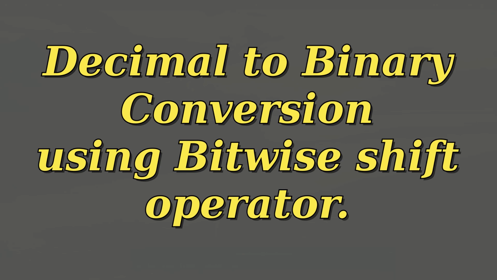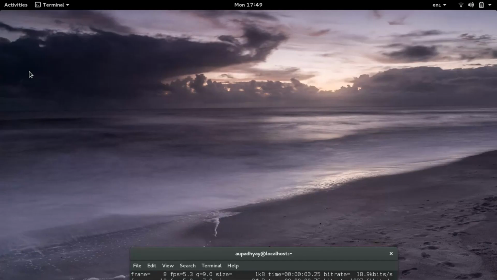Okay, now I'm going to tell you how to convert a decimal number into a binary number using the right shift operator. The right shift operator is a bitwise operator, as we know, and it operates on two binary numbers. Okay, so I'm starting the program.